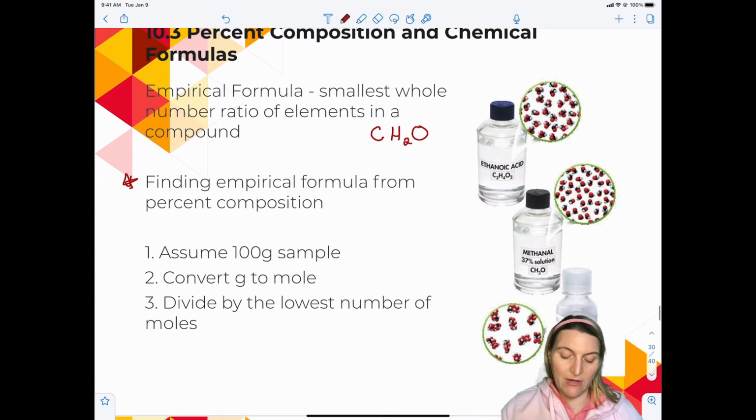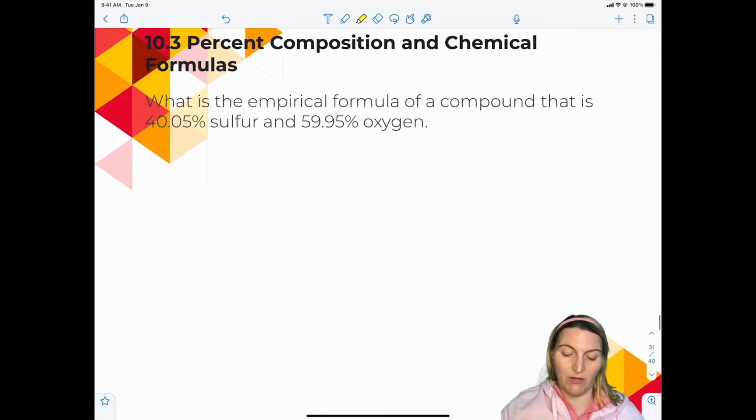And it's three steps. So you want to put these 3 steps in your head. Assume a 100-gram sample. What does that even mean? It just means change the percent sign to gram sign, basically. Convert to moles, divide by the lowest number of moles. That will get you the ratio of the elements in the compound.